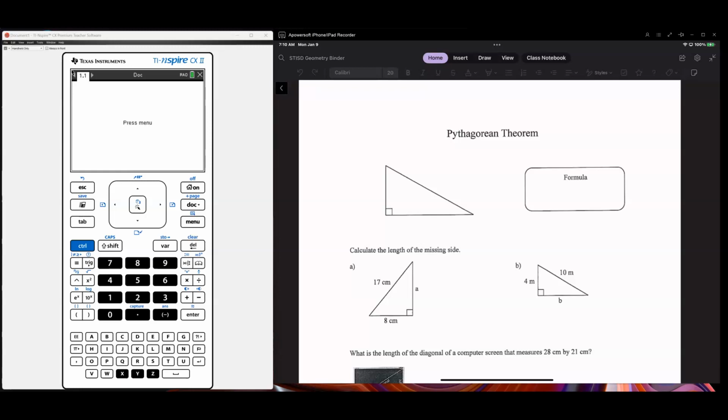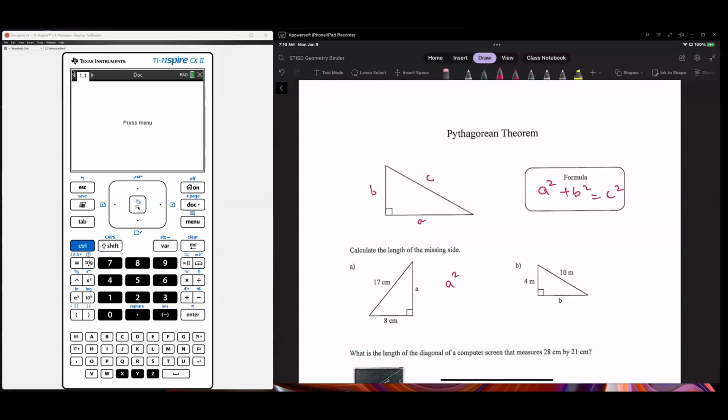So remember that the formula is a squared plus b squared equals c squared, where a is one of the legs, b is the other leg, and c is the hypotenuse. So I'm going to give you some examples, and then I'm going to let you work on it on your own, okay? Calculate the length of the missing side.